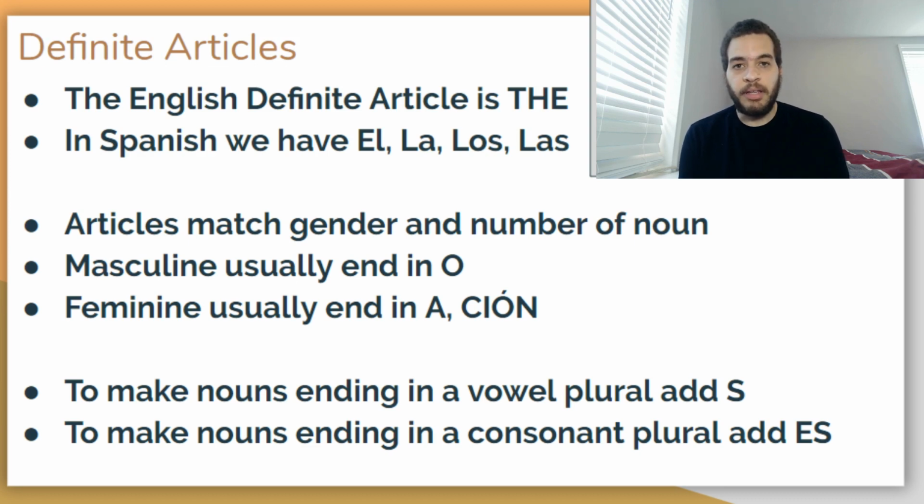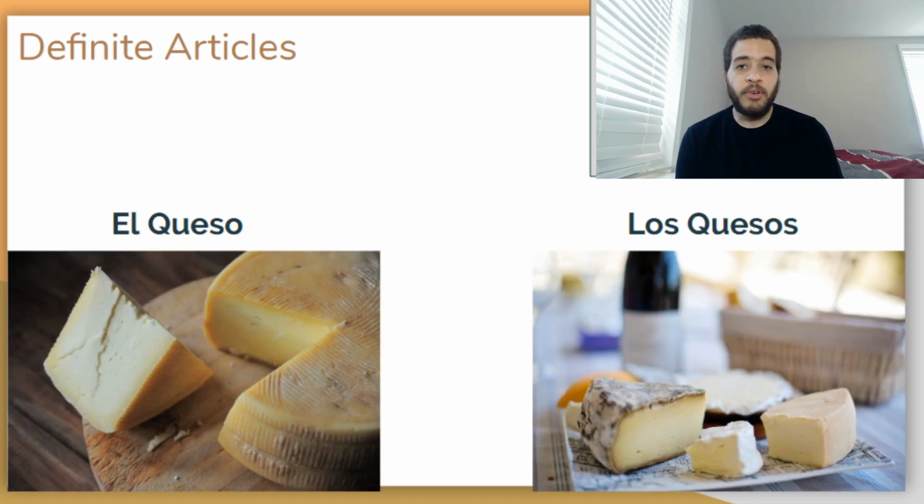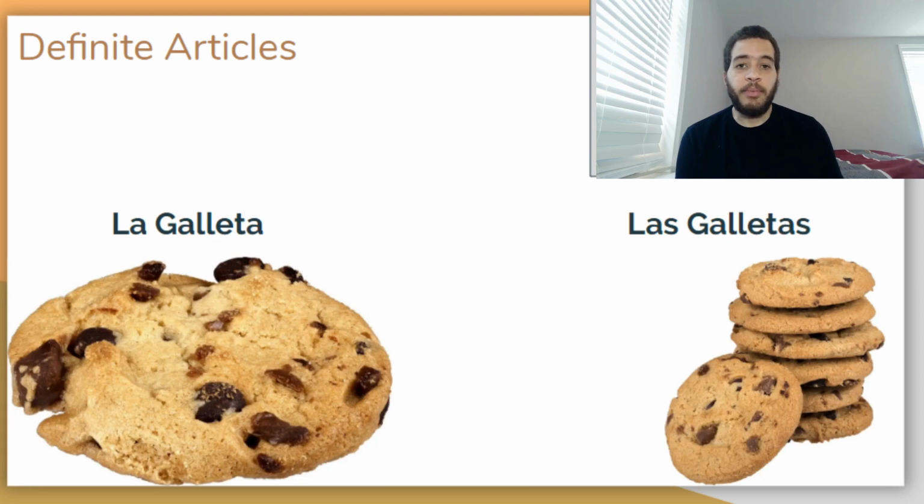There are exceptions. That's why you need to make sure that you learn the right article to use with a noun when you learn a new vocab word. And finally, when you're making nouns into plurals, like cat into cats in English, you do the same thing in Spanish. You add an S. However, if your word ends in a consonant, you'll have to add ES. So let's take a look at two examples. First we have cheese. El queso. Los quesos. Then we have the cookie. La galleta. Las galletas.